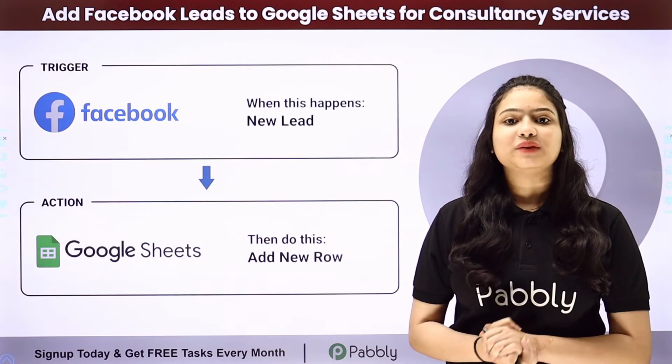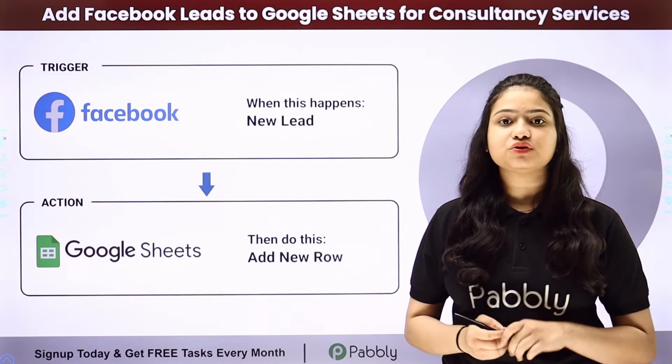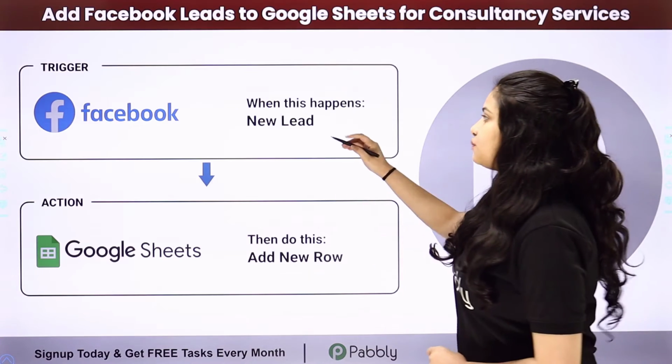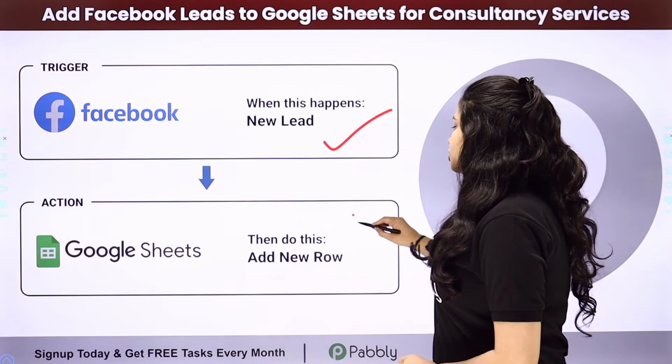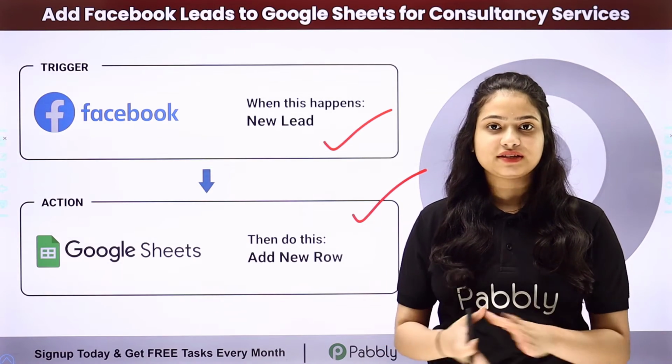So how are we going to automate this entire process? For this, we will have to integrate both these applications, and that we are going to do without any coding or programming skills with the help of Pabbly Connect. Now here we have Facebook lead ads in our trigger and we have Google Sheets in our action. So we are going to connect both of them by using Pabbly Connect in order to automate this entire process.